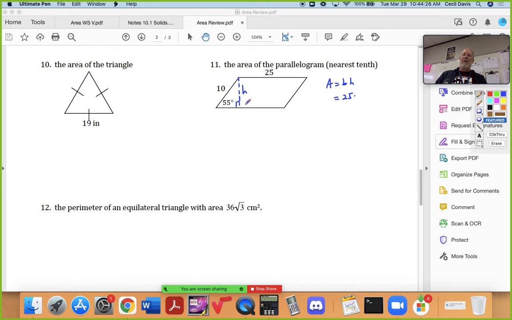You can do it with sine of 55 equals h over 10. Right. So h is 10 sine 55. And you just put all that into your calculator. You get approximately 204.8. Okay. Any other questions?